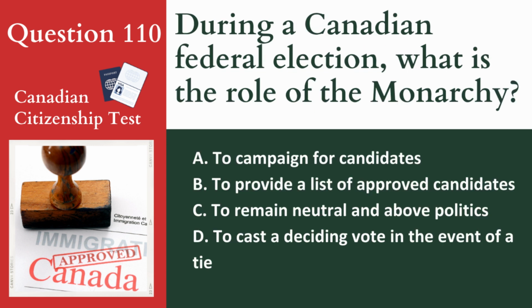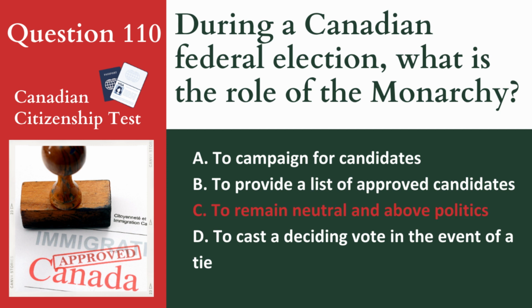Question 110. During a Canadian federal election, what is the role of the monarchy? A. To campaign for candidates. B. To provide a list of approved candidates. C. To remain neutral and above politics. D. To cast a deciding vote in the event of a tie.